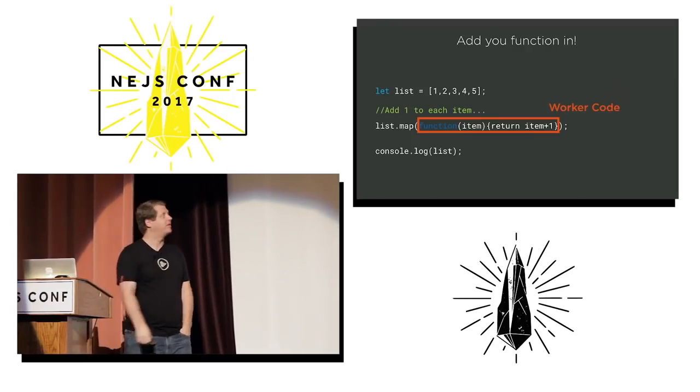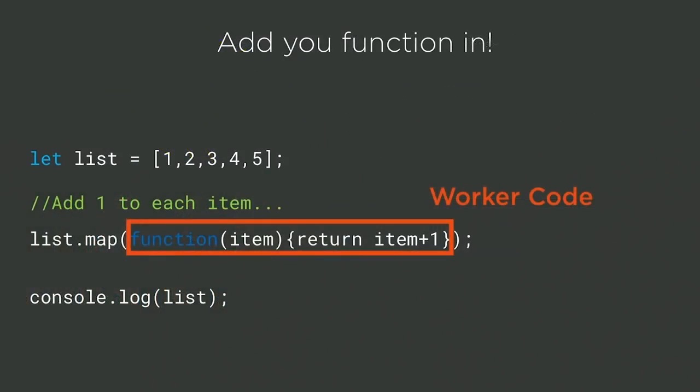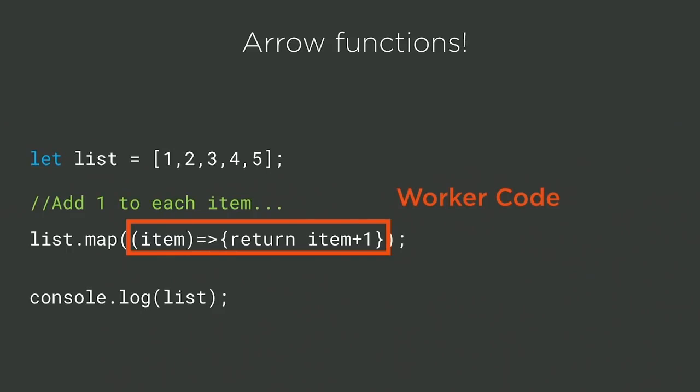Okay, so here's what you end up with. I have a pure function, item, return item plus 1. Is that a pure function? Yes. Is it clear what's going on? Yes. However, this is 2017. It's not like 10 years ago. We don't use the function keyword anymore. Now we do this, right?